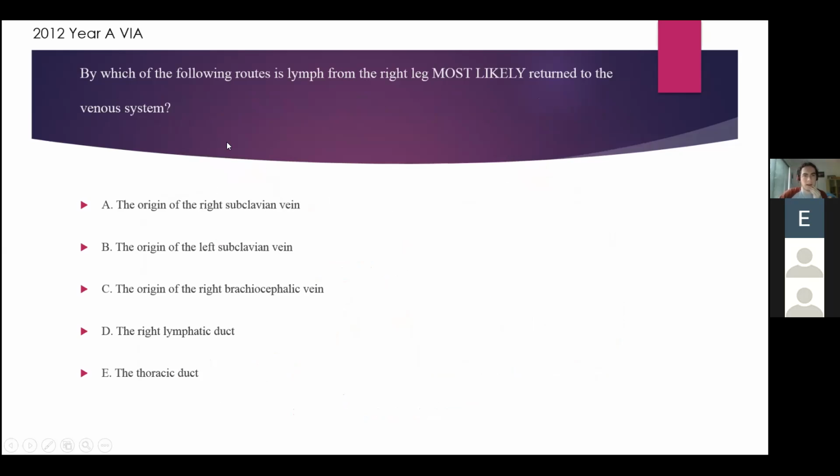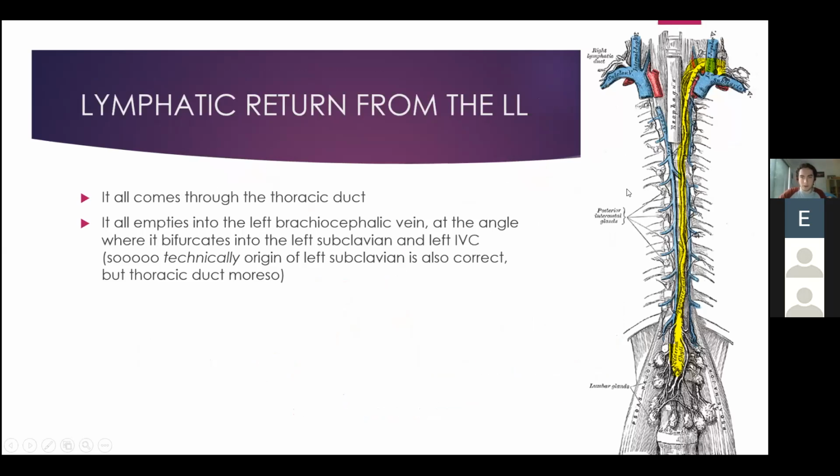All right. Sam, do you want to have a go at this one? Yep. Most likely. Is that through the thoracic duct, E? It is. So lymphatic return from the lower limb is really easy because it's all from the thoracic duct.